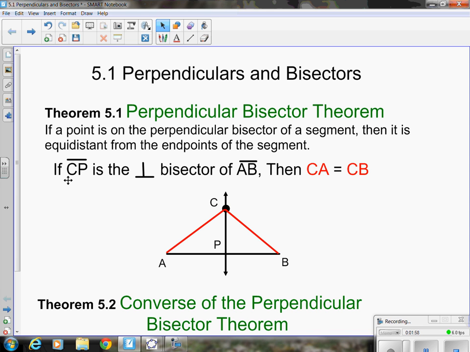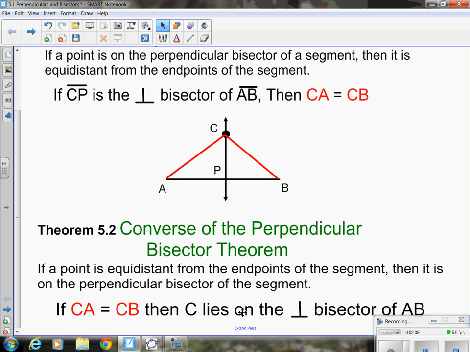Basically what I've been saying, CP is the perpendicular bisector of segment AB, and CA is equal to CB, where the converse basically says if CA and CB are equal, then C is on the perpendicular bisector. It doesn't say CP is the perpendicular bisector, but it says C is on it.